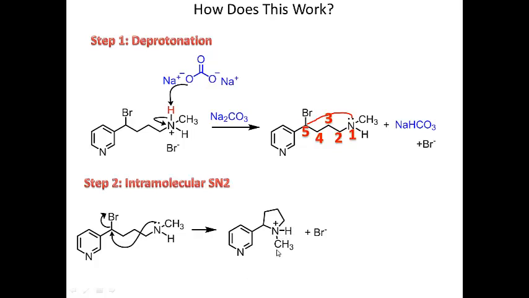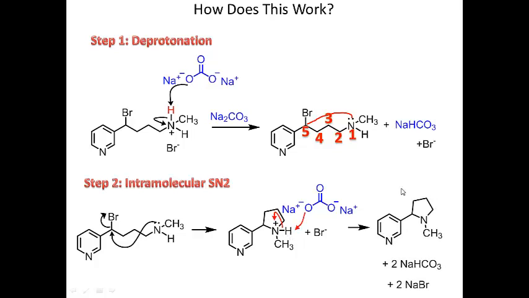So the only thing that has to happen to go from here to the product is another deprotonation. So we bring in another molecule of sodium carbonate, and that deprotonates here. These electrons go on to nitrogen, and then we have our final product, which is the structure for nicotine. We have 2 equivalents of sodium bicarbonate, which one came from the first step, and then the second equivalent will come from this step, and then 2 equivalents of sodium bromide, one from this step and one from this step.